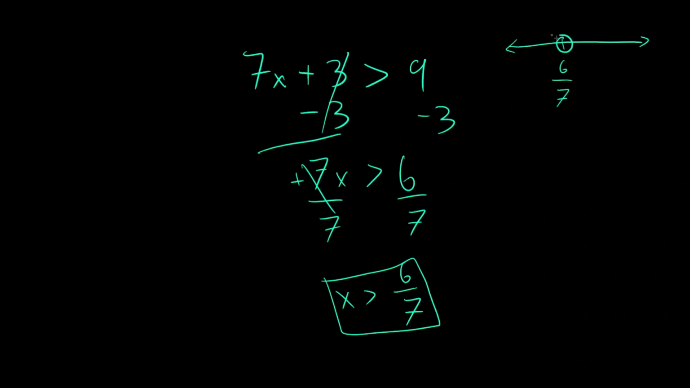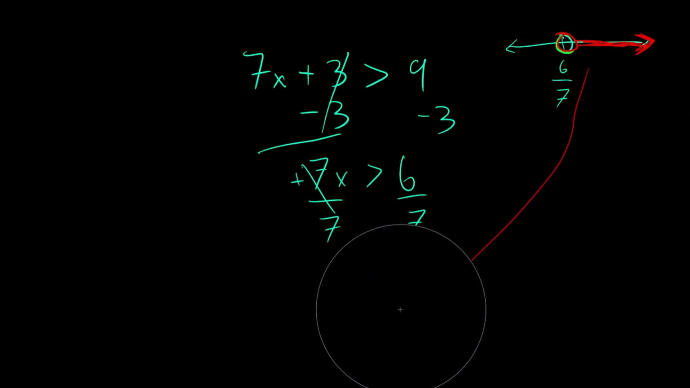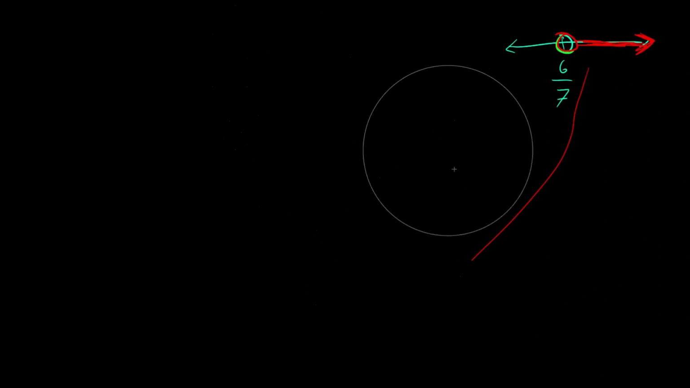Let me do a new color so you can see it. Not 6 over 7, because there's no little dot right here. Not 6 over 7, that's why it's hollow, but everything greater than that. So basically this symbolizes this. This greater than and less than is very helpful in other videos, but today we're just going to be learning about that. Let's do another example.